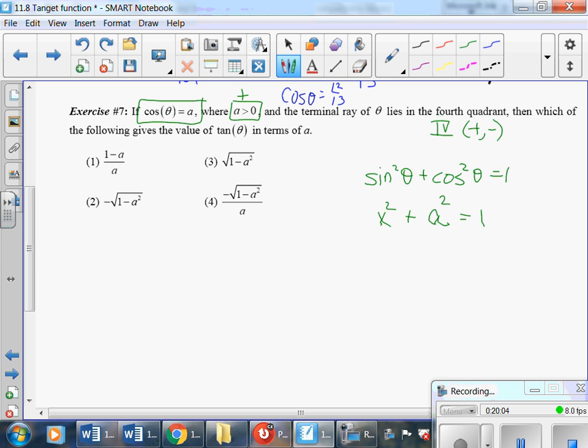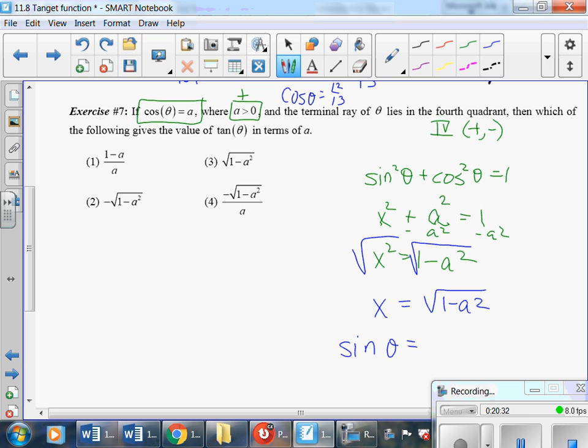So now what am I solving for? I'm solving for x. If you don't know that, look at your answer choices. They all have a's in them. So we have x squared is equal to minus a squared from both sides. So 1 minus a squared. And then we take the square root of both sides, right? So I get x, which is my sine of theta, is equal to the square root of 1 minus a squared.